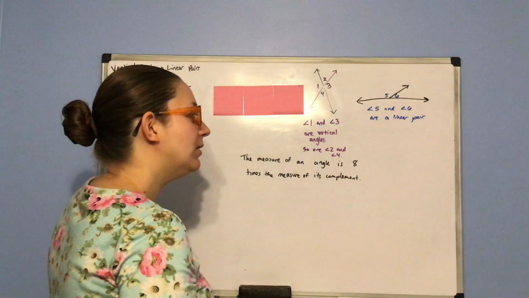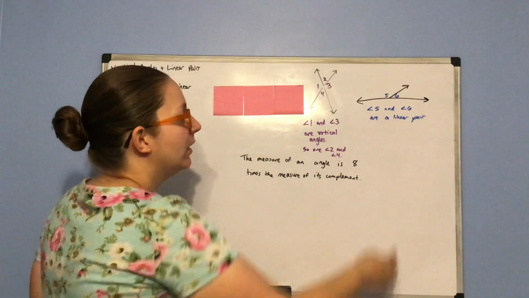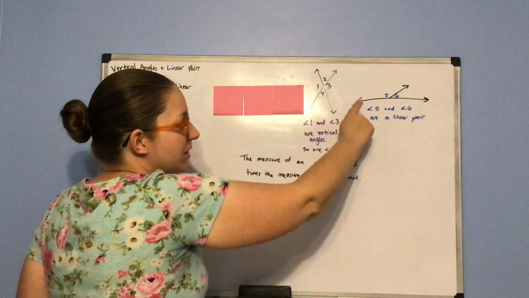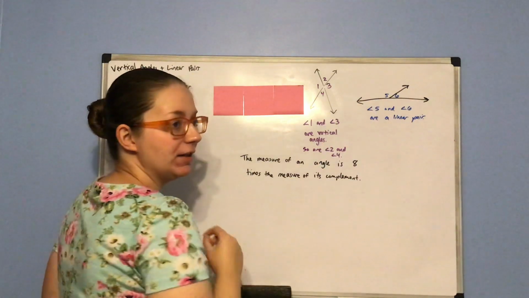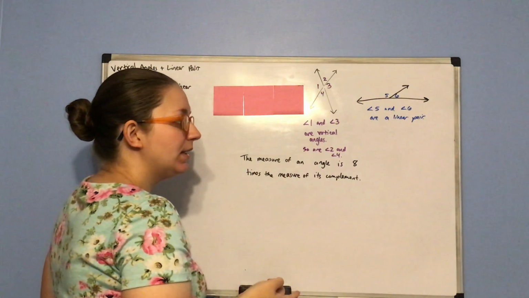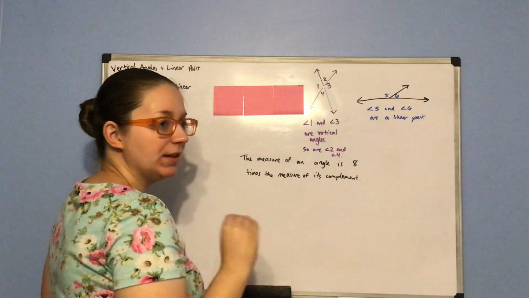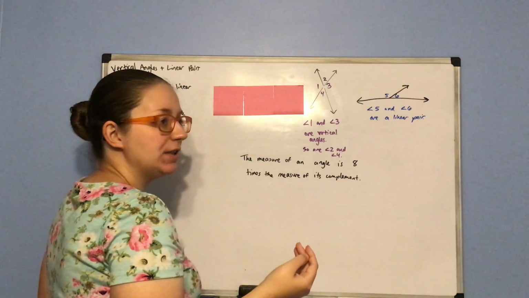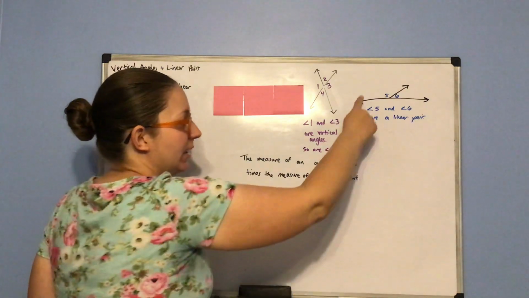The other thing we need to talk about today are linear pairs. A linear pair is something like this, where you have two angles that together make a straight line. Another thing you could say about angle 5 and 6, not just that they're a linear pair, you could also say that they are supplementary because they add up to 180.